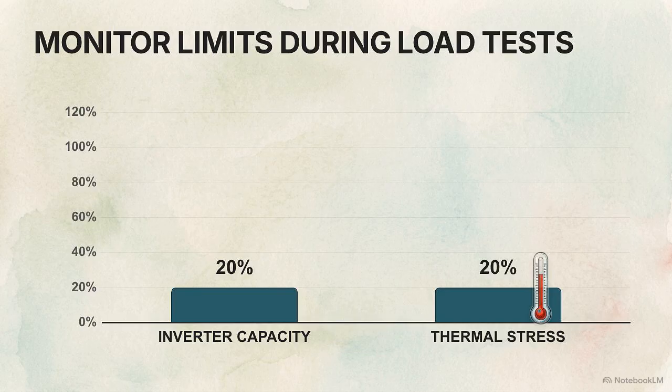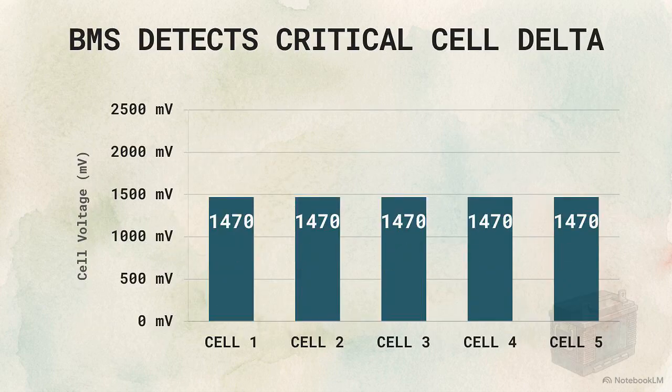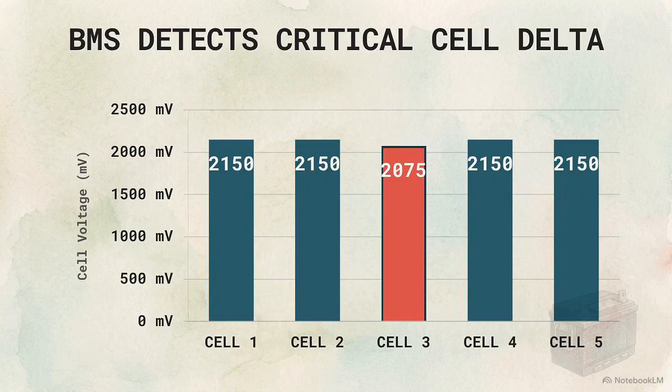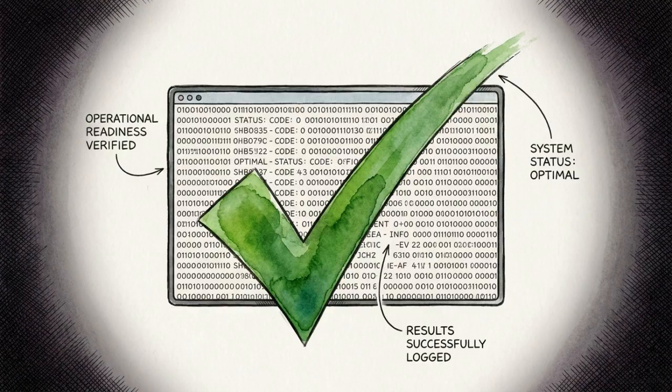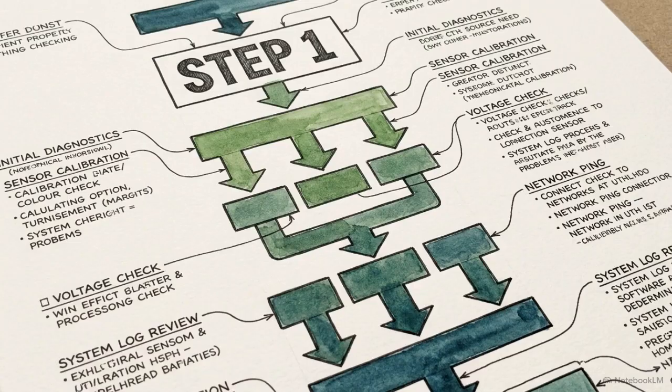The interface also tracks your stop criteria during testing. Load bypasses require monitoring inverter capacity and thermal limits. Battery discharge tests require tracking the lowest cell voltage and delta spreads on the BMS. The digital interface confirms readiness and logs results, but the execution of these high-risk operations is governed entirely by the approved physical procedure.